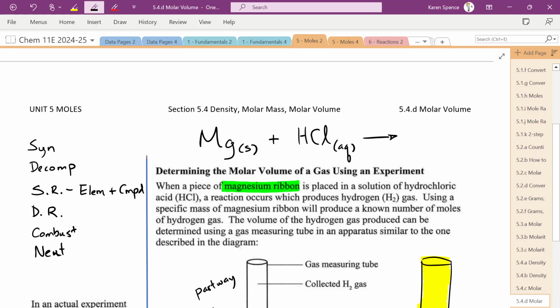So you get to vote whether the magnesium replaces the hydrogen or the chloride. 5, 4, 3, 2, vote. Yes, it replaces the hydrogen. Now, why? Anyone want to tell me why? Yes.